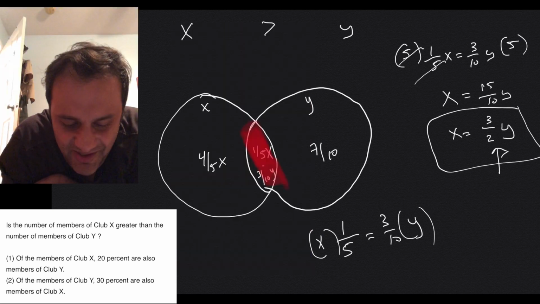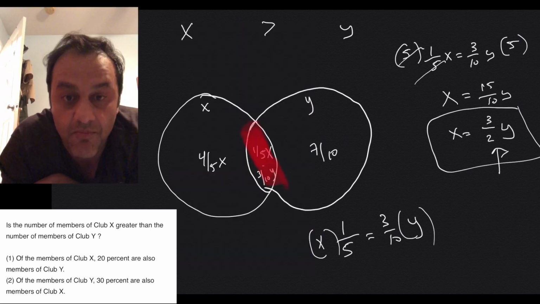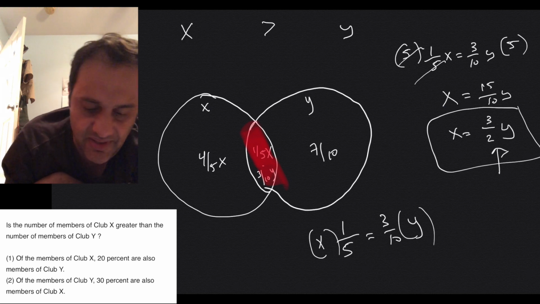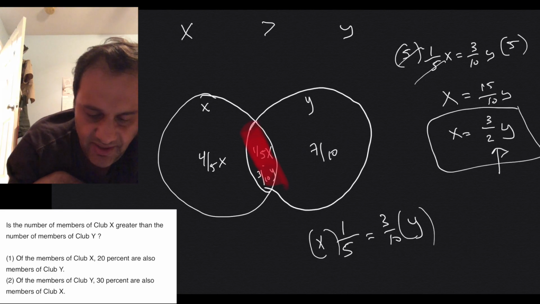The reason why we know X has to be bigger than Y is because we have to multiply 3/2, which is 1.5, to Y to get it to be as big as X. So X has to be bigger. So with both of the evidence 1 and 2, we then know that X is greater than Y.